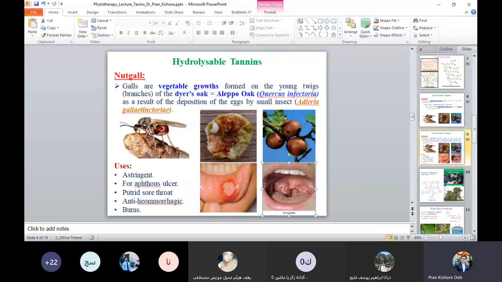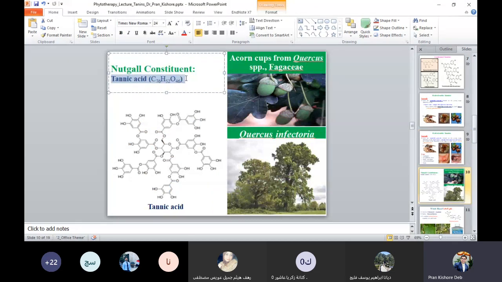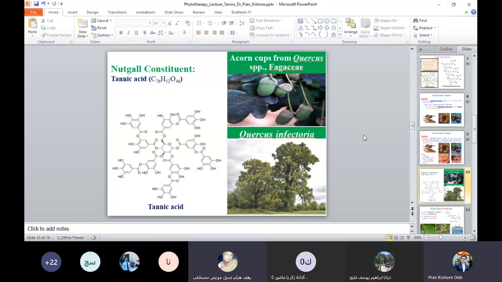What is the chemical constituent that is responsible for this treatment? The chemical constituent is tannic acid, which is present in the nut gall. Now look at the structure of tannic acid. Can you tell me whether it is an example of hydrolyzable tannin or condensed tannin? And how can you justify your answer? Hydrolyzable. Condensed. Why condensed? Why hydrolyzable?